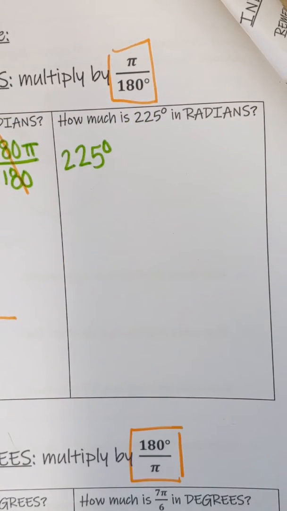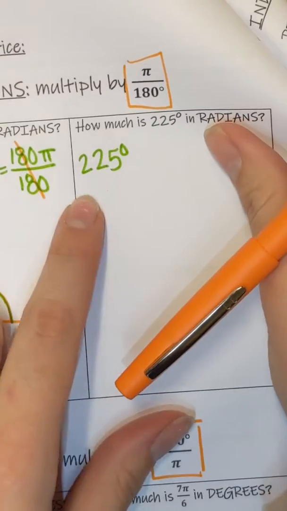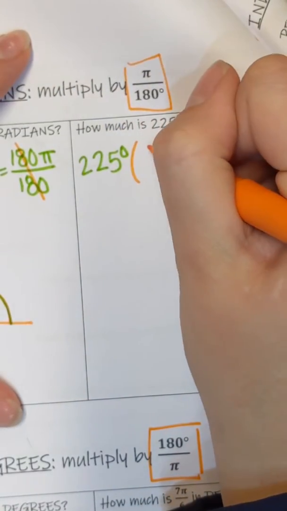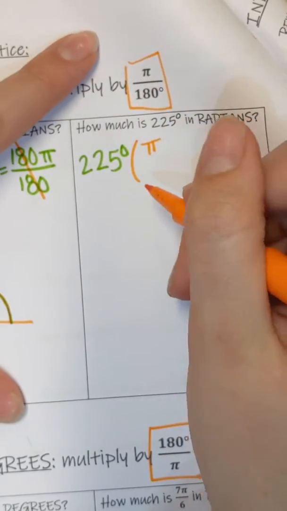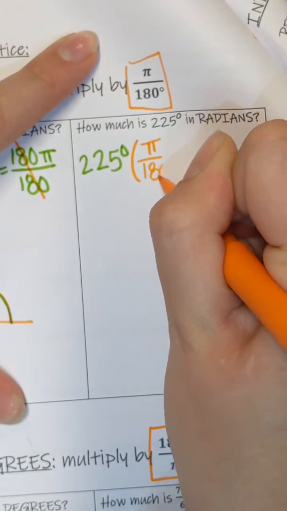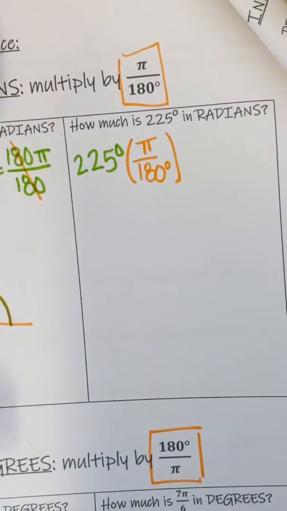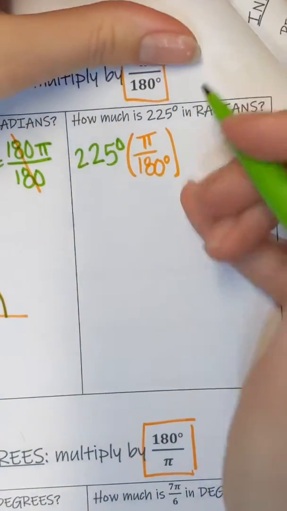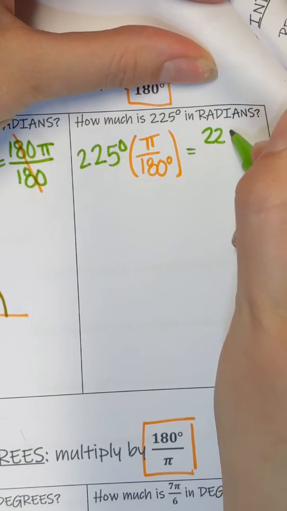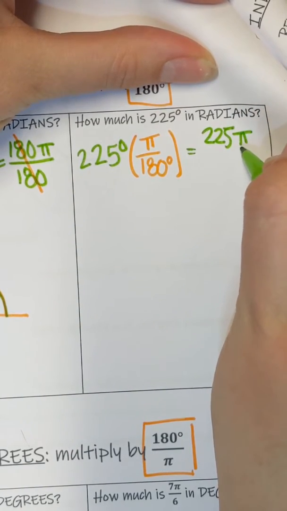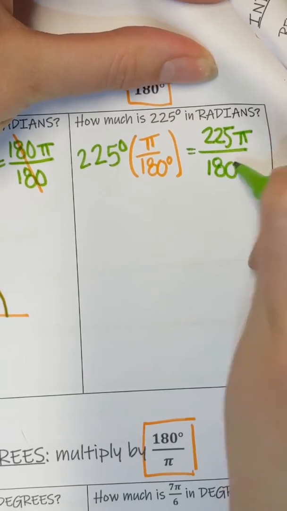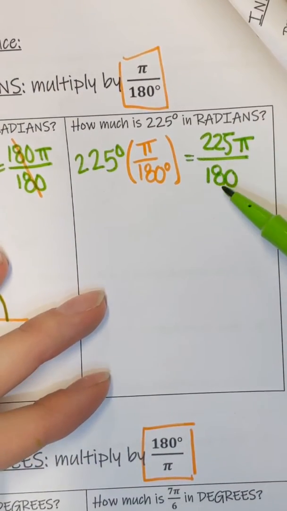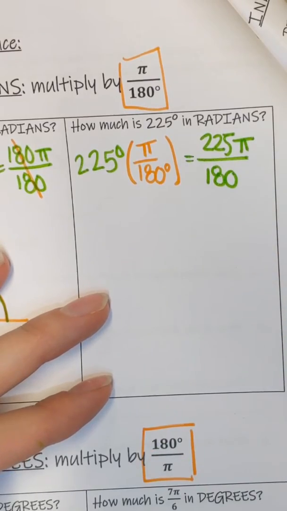All right, guys, let's do our third example up here. So this time we're switching 225 degrees to radians. So we're going to multiply by pi divided by 180 degrees. Just like before, let's go ahead and rewrite that into one solid fraction. So we've got 225 and pi on top and 180 on the bottom. And let's go ahead and try to factor 225 and 180 to get them nice and simplified.